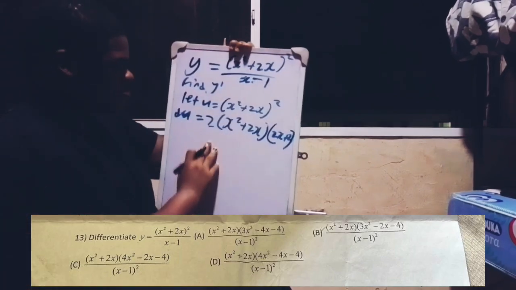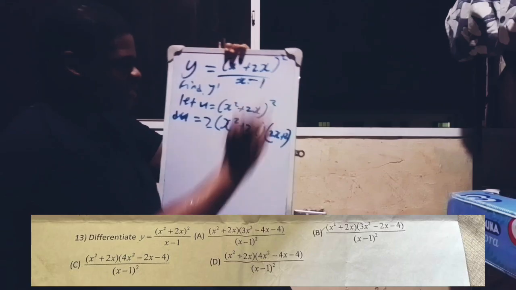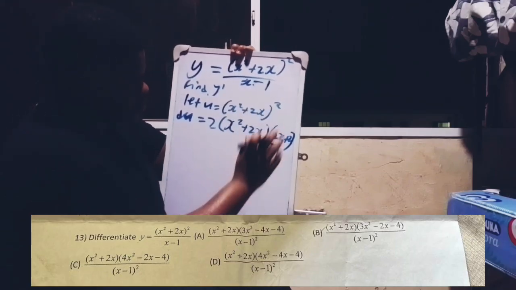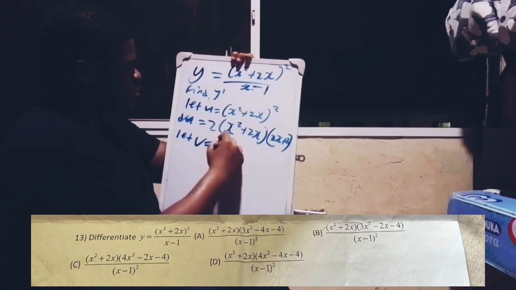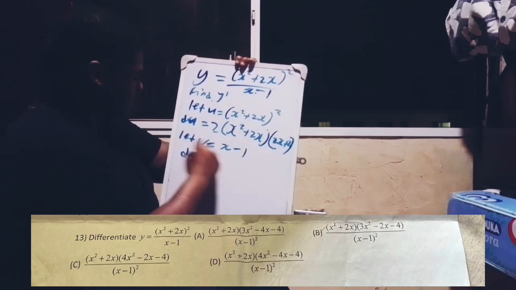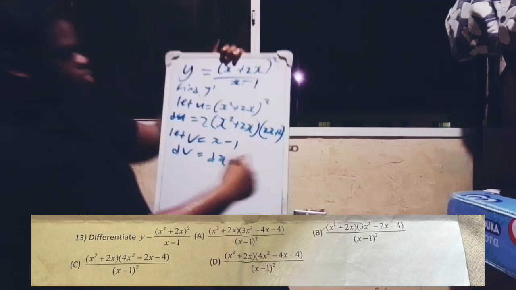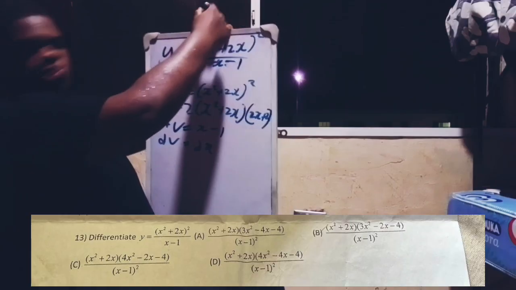Yeah. So you have 2 times (x squared plus 2x) times (2x plus 2). Okay. Let v equal x minus 1. Then the derivative of v is going to equal 1. So now we have all our weapons to solve this question. So let's solve it.